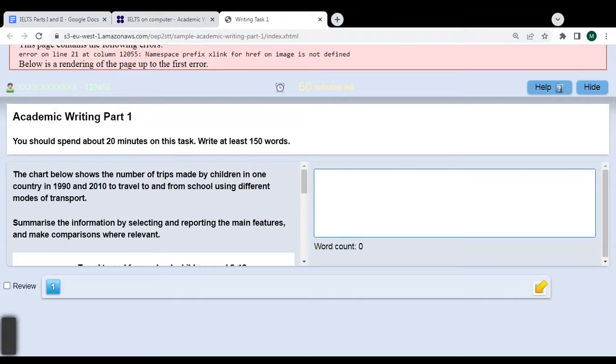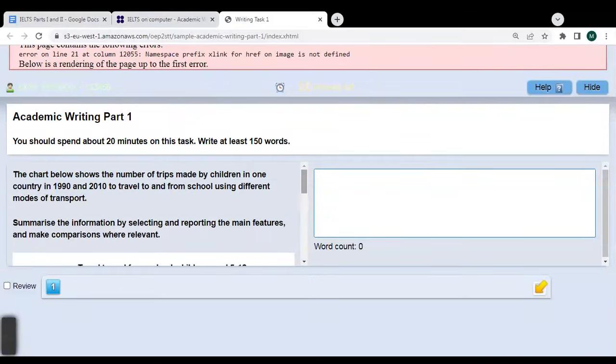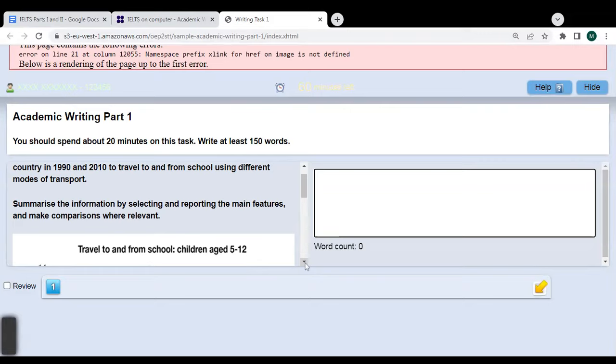The chart below shows the number of trips made by children in one country in 1990 and 2010 to travel to and from school using different modes of transport. Summarize the information by selecting and reporting the main features and make comparisons where relevant. Okay, so I'm definitely going to make sure that I mention my prompt right away. So I definitely want to make sure that I do that.